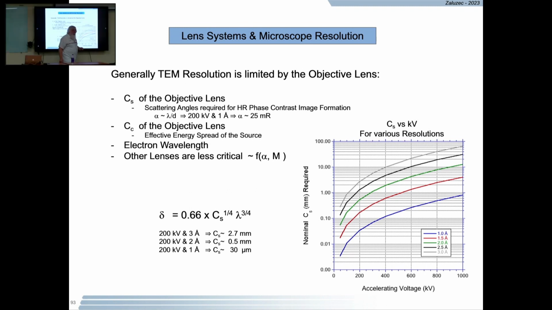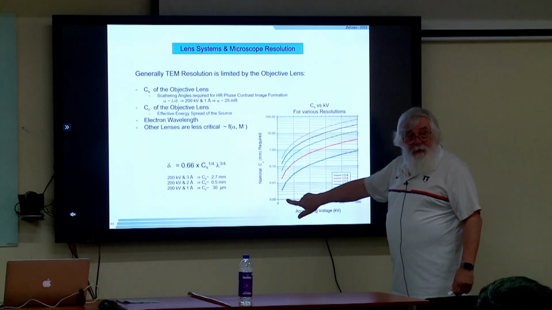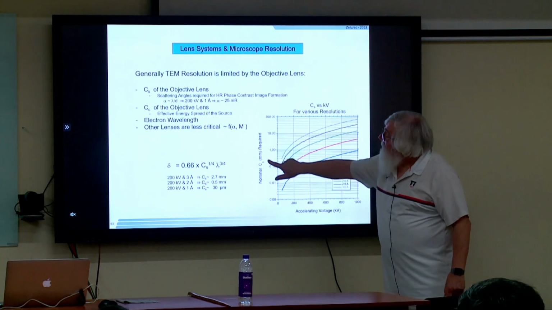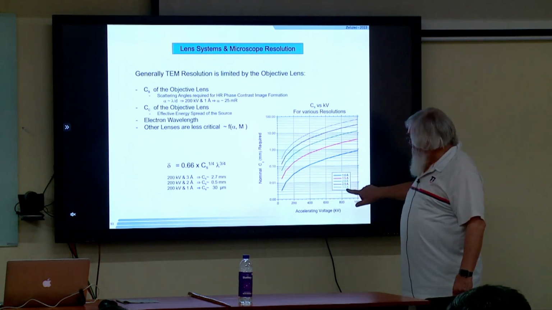So if you wanted 1 angstrom resolution, what kind of CS do you need to get 1 angstrom resolution at different voltages? At 1,000,000 volts, you only needed a CS of about 1 millimeter. But if you're running down at 200 kilovolts, let's say even 100 kilovolts, to get 1 angstrom resolution, you need a CS in millimeters of 0.001.